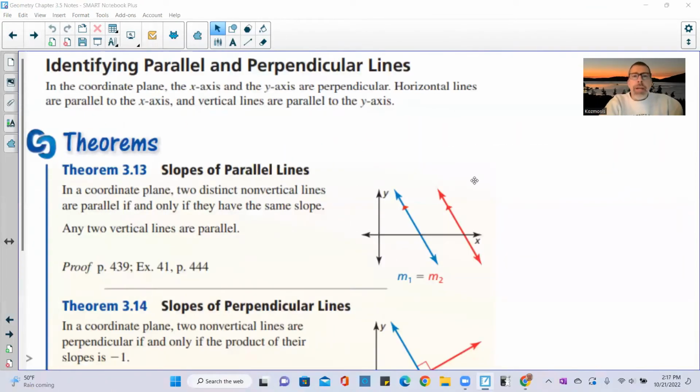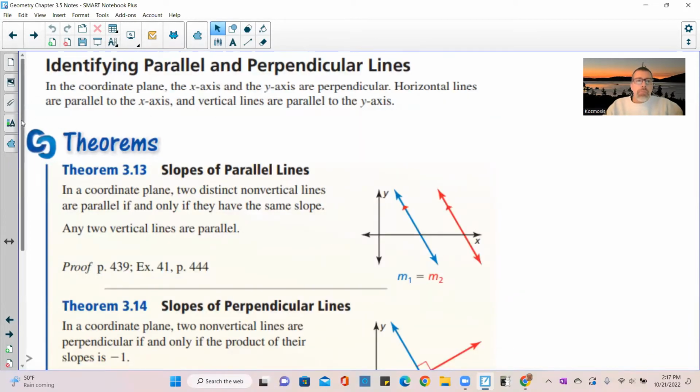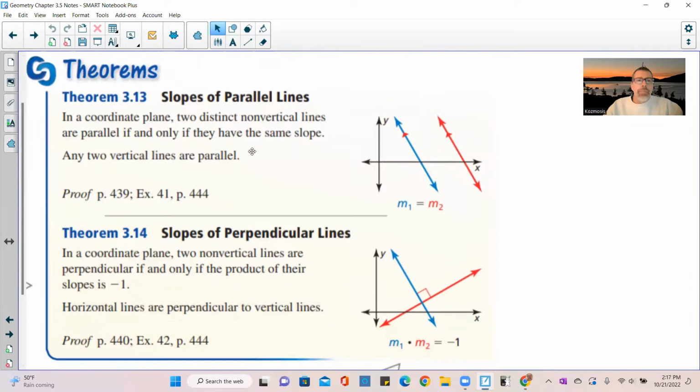Okay, identifying parallel and perpendicular lines in the coordinate plane. The x-axis and the y-axis are perpendicular. Horizontal lines are parallel to the x-axis, and vertical lines are parallel to the y-axis. So we have a couple of theorems here. Theorem 3.13, slope of parallel lines.